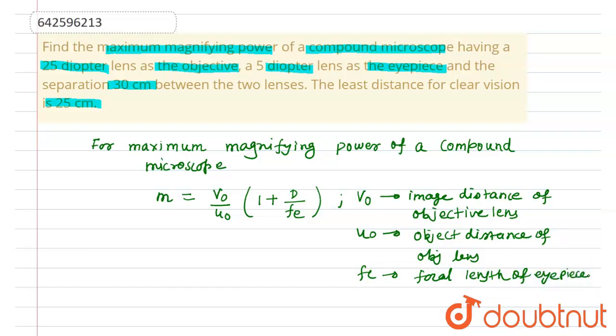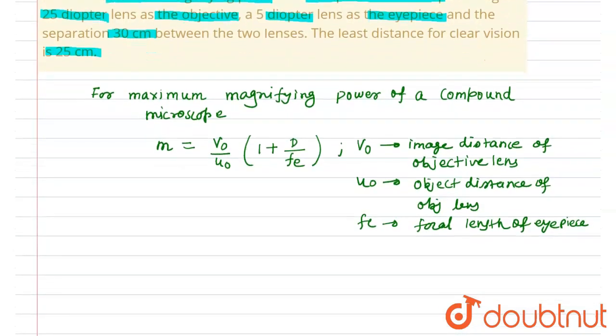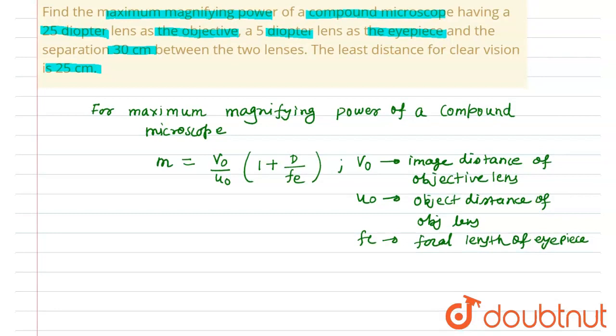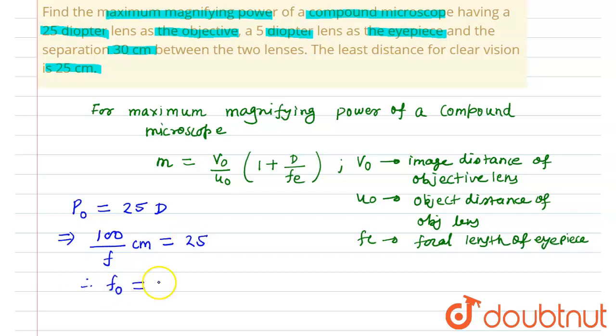Now we have the power of the objective lens as 25 diopter. So the power formula can be written as 100 upon f in centimeter equals 25. Therefore the focal length of the objective equals 4 centimeter. So the focal length of the objective lens is 4 centimeter.